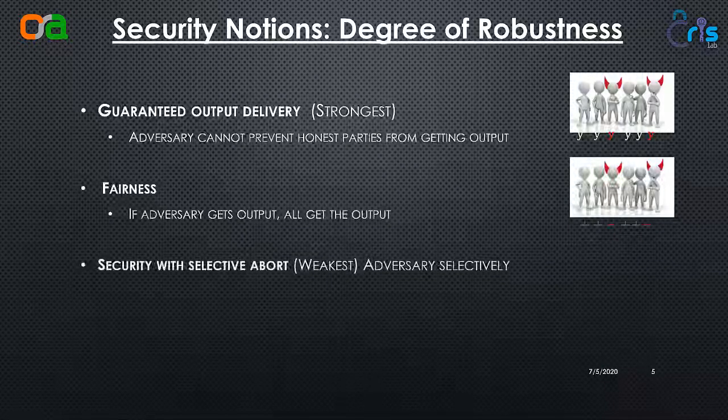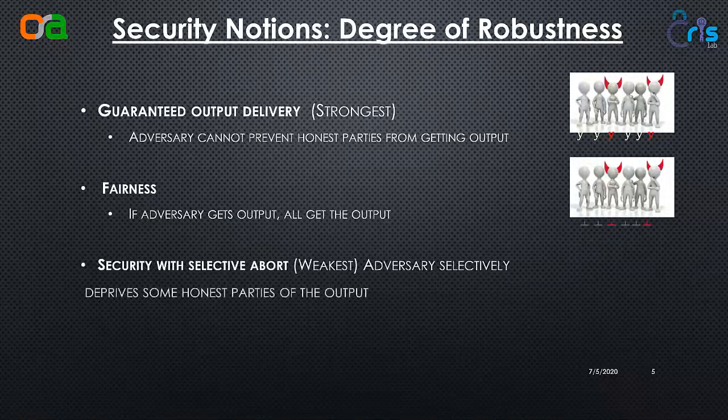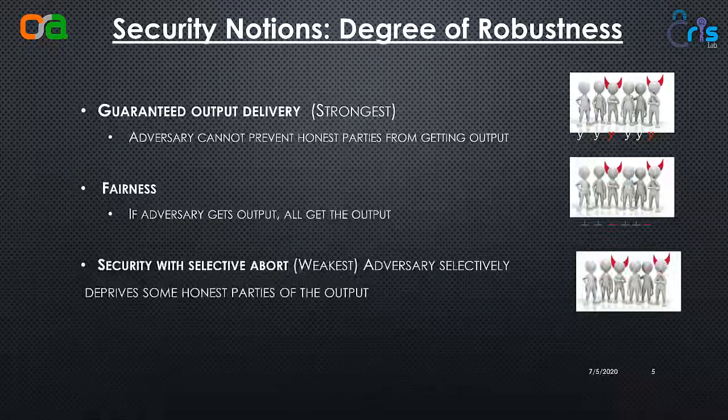And the third and the weakest version is selective abort. That is where the adversary can selectively deprive the honest parties from getting the output. So what it means is basically at the end of the computation, the adversary will get the output for sure, but he can prevent some honest parties from getting the final output. In our case, we'll be looking at the strongest notion, which is the guaranteed output delivery.